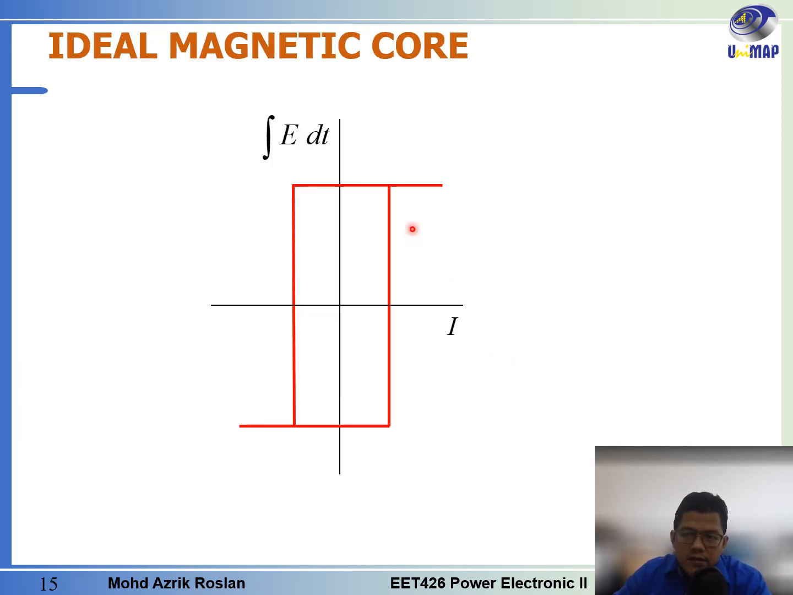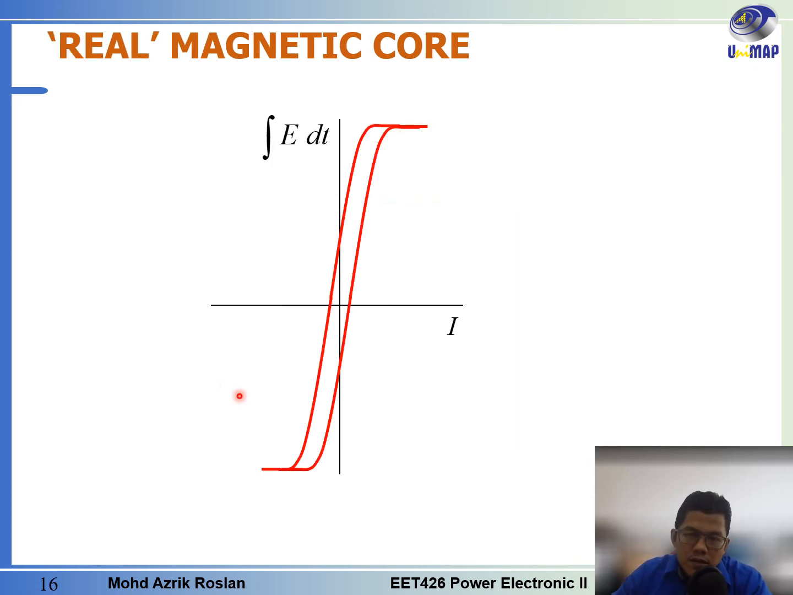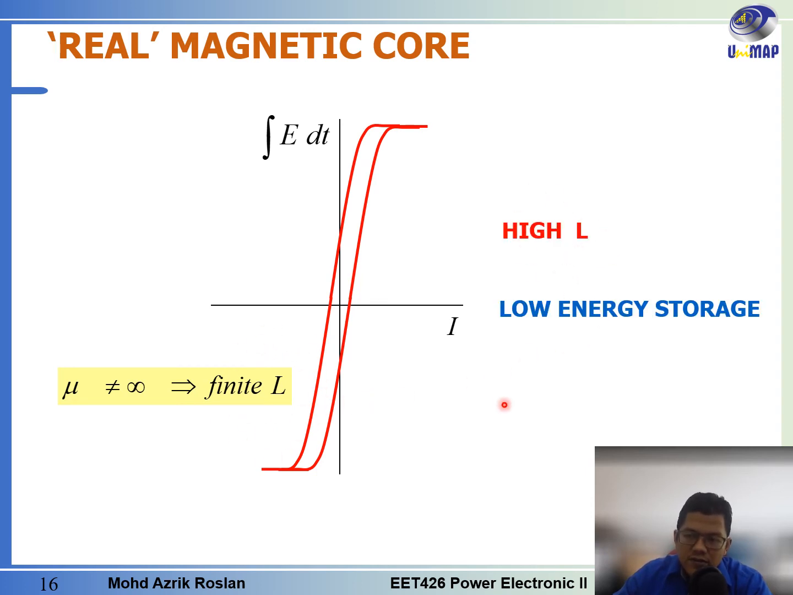This is the ideal magnetic core hysteresis curve. Here you can see that there is no energy storage, and the value of inductance is infinite. This is the hysteresis curve for the real magnetic core. Here we have a finite value of inductance, and for a high value of inductance you have low energy storage, but high energy loss in terms of hysteresis loss.